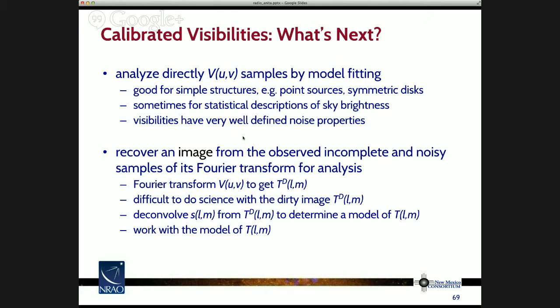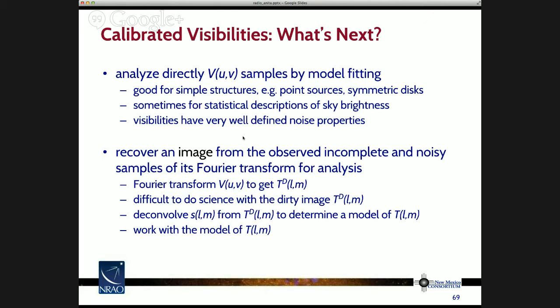And so what you'd like to do is recover an image. But you have incomplete and noisy samples of the Fourier transform of the image, and that's what you need to analyze. So, like I said, you take the Fourier transform of your sample visibilities, and you get your dirty image. But I hope it was obvious from the previous example, it's not so easy to do science with the dirty image. So often, what you need to do is deconvolve the point spread function from the dirty image to determine some model of the sky brightness and work with that model.